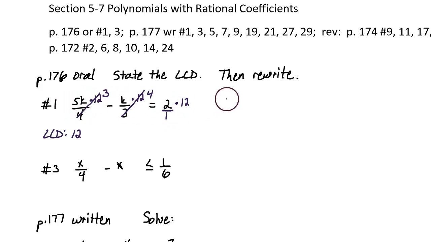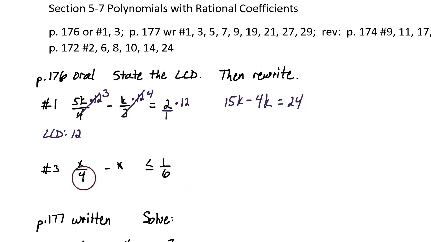5k times 3 is 15k. Then we have a minus sign. And then k times 4, that's 4k. And then there's an equal sign, and then 2 times 12. That's 24. Now we're not asked to go any farther and actually solve for k, but hopefully you notice how you would do that by combining like terms and then continuing on. Notice that by multiplying everything by the lowest common denominator, we no longer have any fractions, and we make our equation a lot simpler.